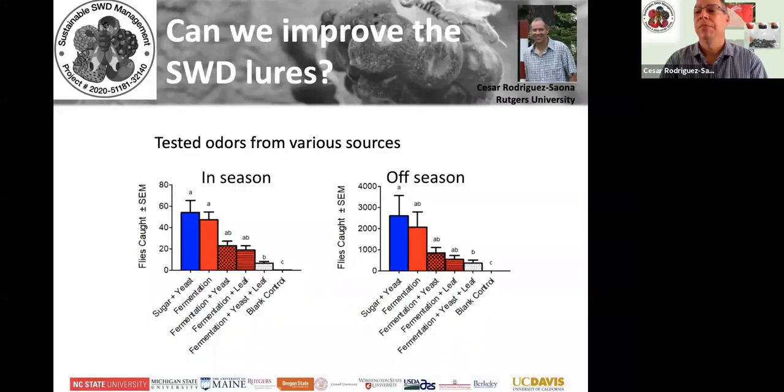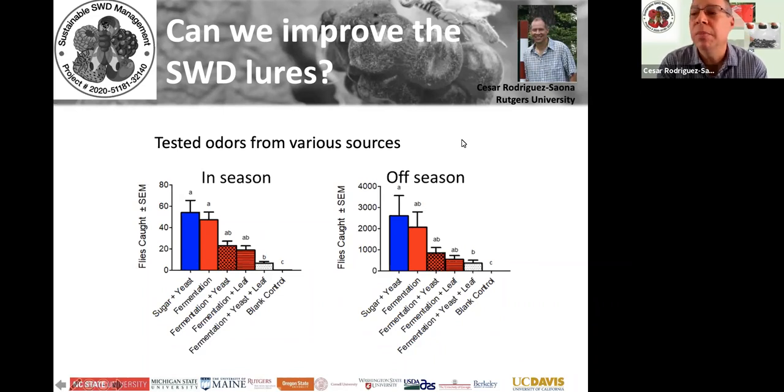Next. So since the current lures are based on fermentation volatiles, and spotted wing Drosophila is known to utilize various odors, including odors from healthy fruit, yeast, and leaves to locate mates, food, and oviposition sites, we tested whether a combination of these odors would increase spotted wing Drosophila captures.